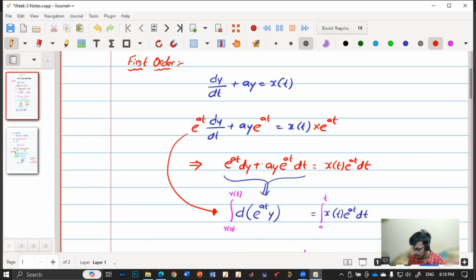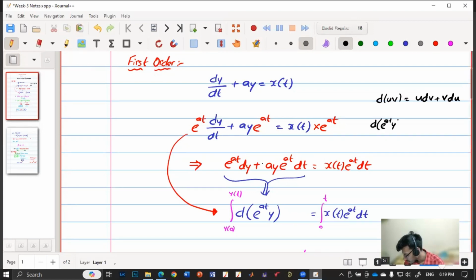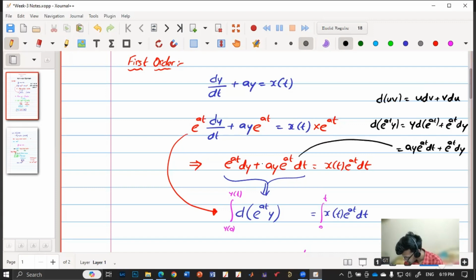Now this LHS, I can write as d of e to the power at into y. If you have some queries regarding this, d of uv is nothing but u dv plus v du. Now d of e to the power at y is nothing but y into d of e to the power at plus e to the power at into dy. Now I know that differentiation of e to the power at is a into e to the power at. So it will be a y e to the power at into dt plus e to the power at into dy, which is this thing.